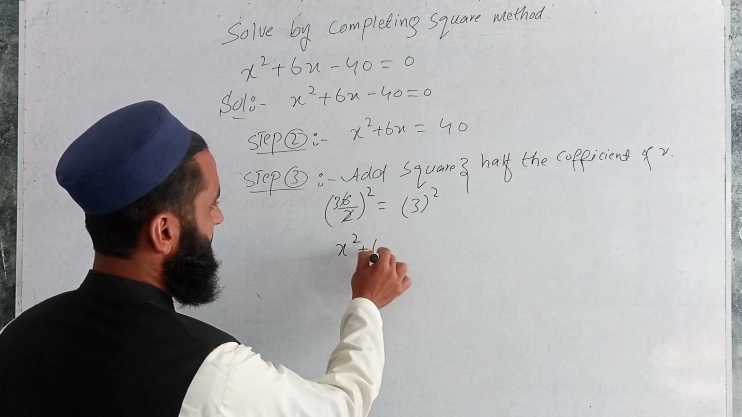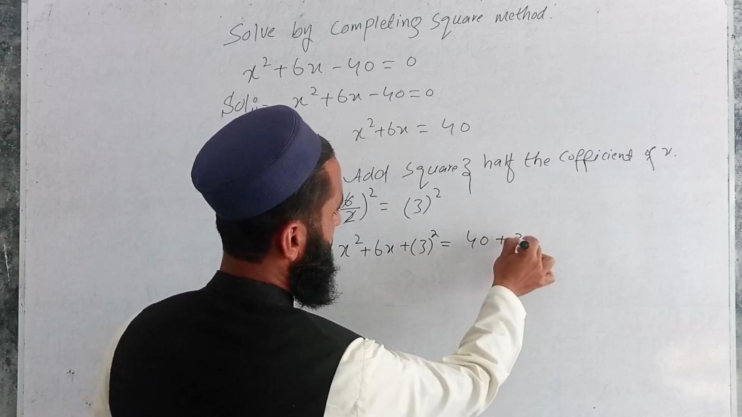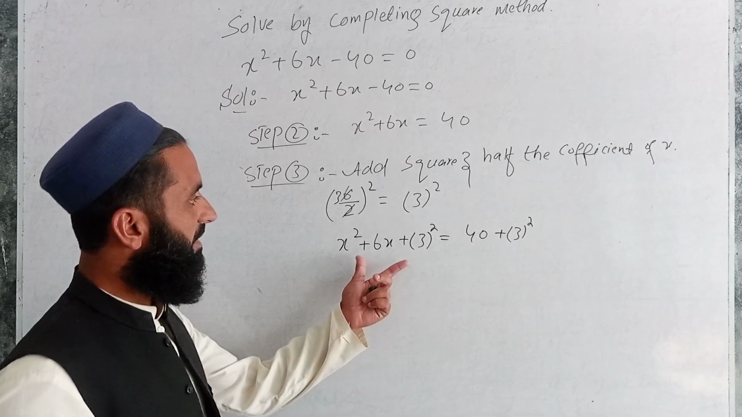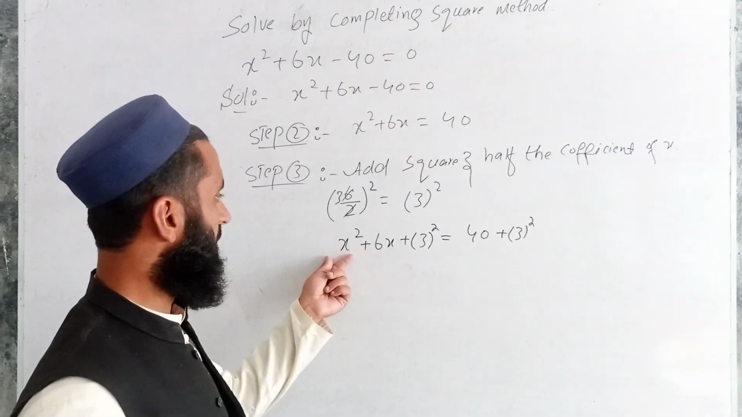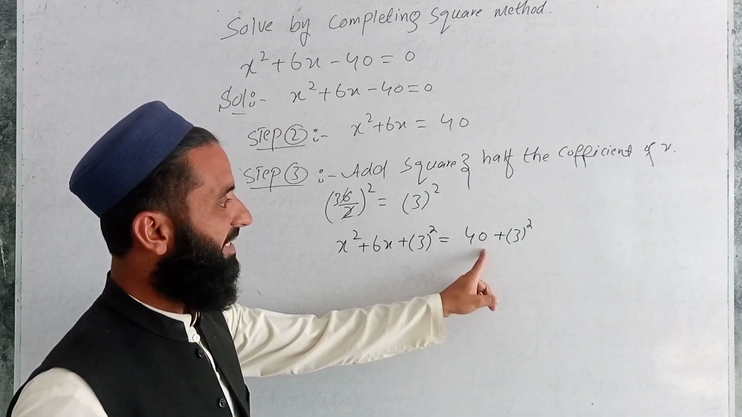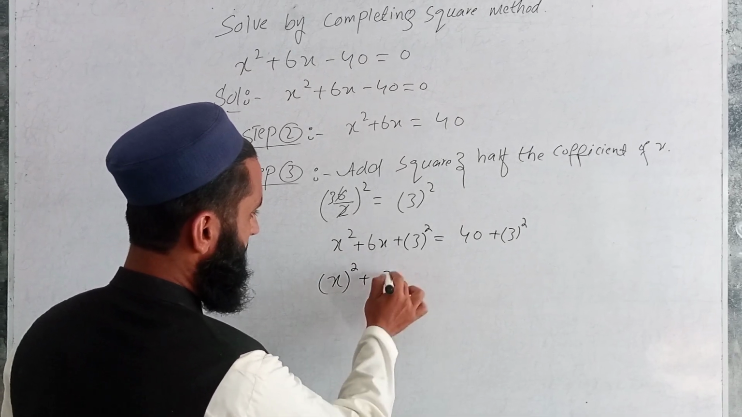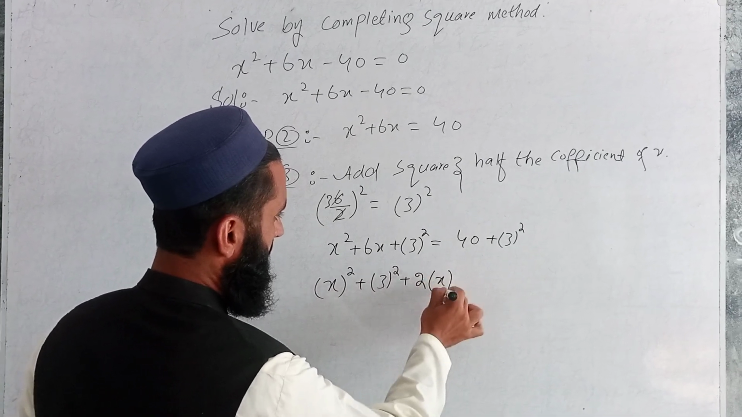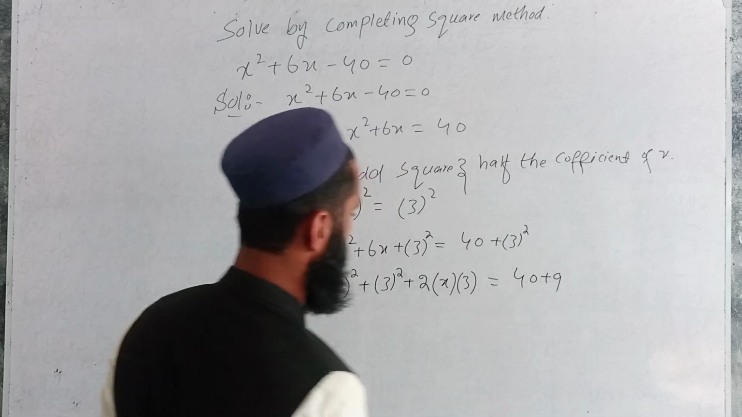Now x square plus 6x plus 3 square equal to 40 plus 3 square. And on the left hand side, applying the formula of a plus b whole square is equal to a square plus b square plus 2ab. But on the right hand side, just simplify: 40 plus 9.